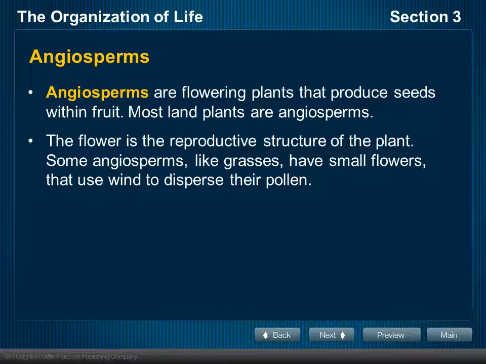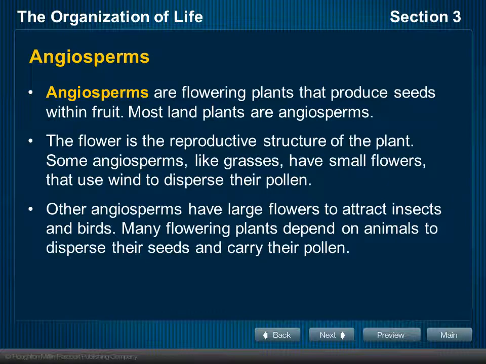Grasses have flowers. They're very small. They use wind to disperse their pollen. But other angiosperms have large flowers, and these large, colorful, fragrant flowers attract insects and birds. And those angiosperms are going to depend on animals to disperse their seeds, but also to carry their pollen. Pollination happens mechanically as different animals, insects, or birds bring the pollen from plant A to plant B. Okay.